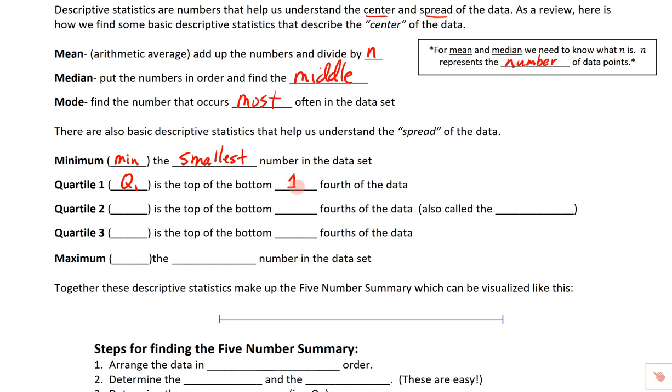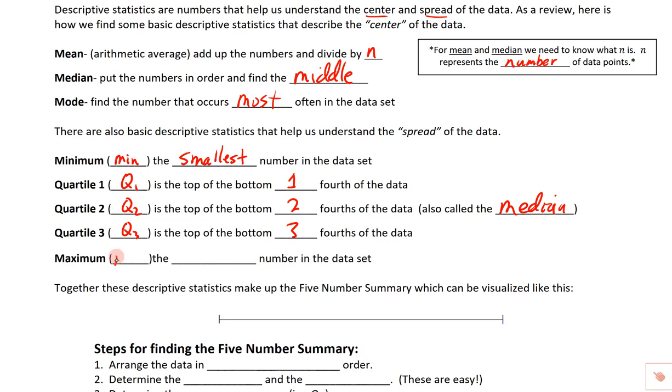All right. Quartile 2, which we're going to call Q2, is the top of the bottom 2/4 of the data set. And if it's the top of the bottom 2/4, 2/4 is the same as 1/2. So that would be right in the middle. That would be like the middle 50% or so. So we also call this the median. It's just another way to talk about the median. So if somebody says quartile 2, they're talking about the median. If somebody says median, then they're talking about quartile 2. And then Q3, quartile 3, you can probably guess. This is the top of the bottom 3/4 of the data set.